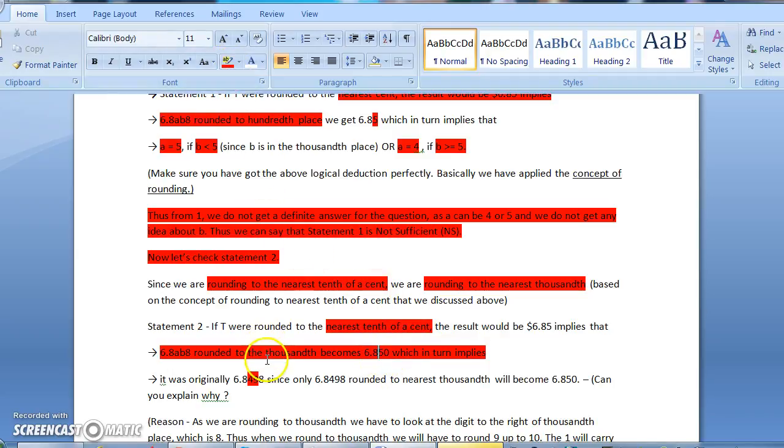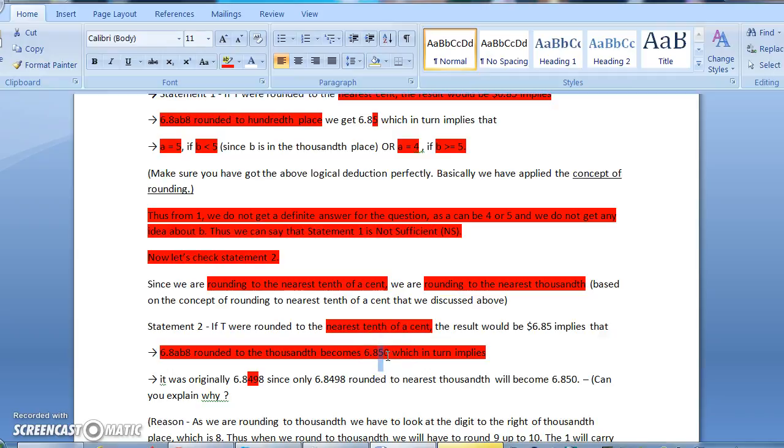Okay, so hope that's clear. We again just go back. Here you have 8 and we are rounding to the thousandth, which is B. B is becoming 0, and since B is becoming 0, I know that I have to round it up. So originally B must be 9. Only if B is 9, I will round it up. It will become 10, which will give me a 0 over there. But then when I get a 10, the 1 will carry over to the 100th place. 4 plus 1 will become 5, and here I will get the 5.